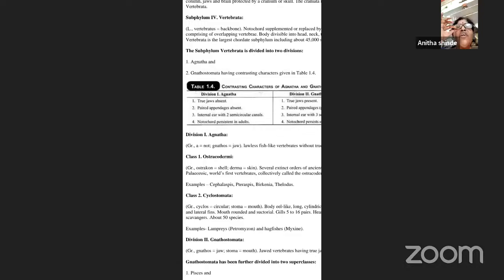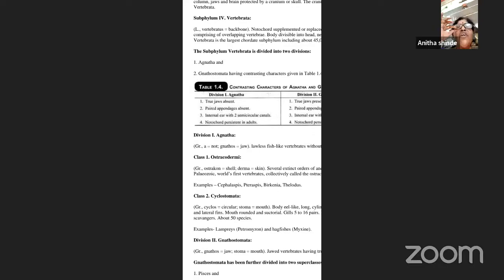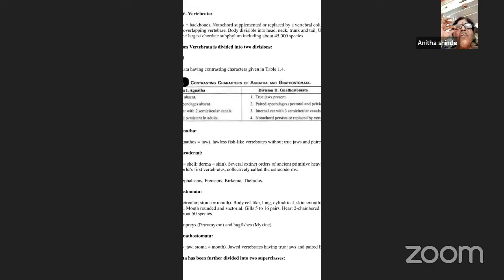Now, Agnatha, we have just seen that it includes different classes. Basically, two classes are present in the case of the Agnatha. One is called Ostracodermi and another one is Cyclostomata. Agnatha: A means not, gnathos means jaw. That's what we have seen. So they are jawless fish-like vertebrates. Now it includes two classes. One is Ostracodermi and the other one is Cyclostomata.